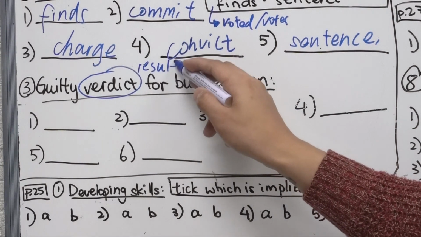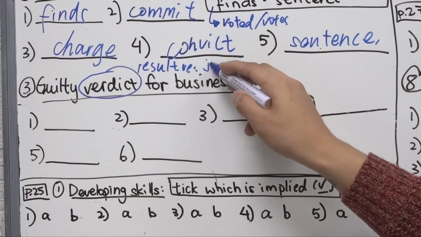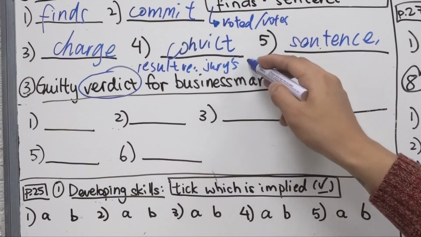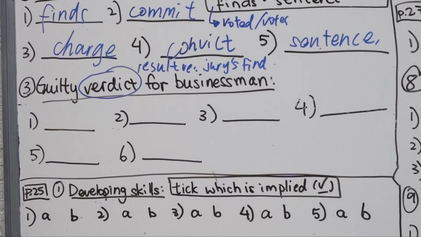Right, result regarding the jury. The jury's verdict, okay? So the result, from who? From the jury who votes for them, okay? So guilty verdict, right? That means a guilty result for the businessman. That means they've deemed him as a criminal.